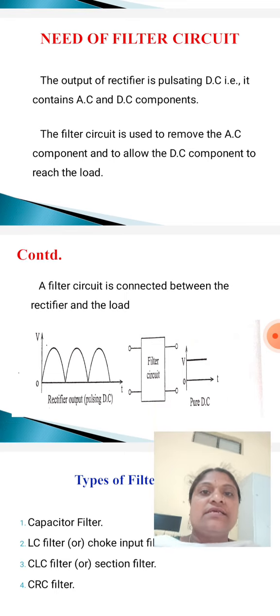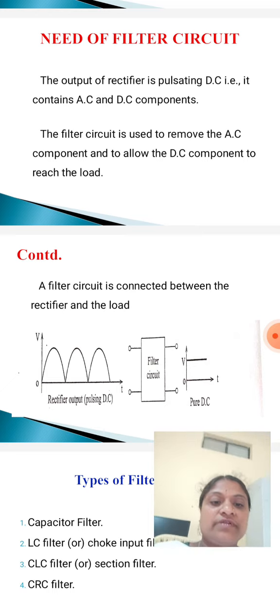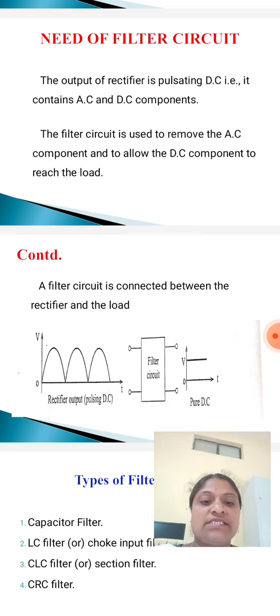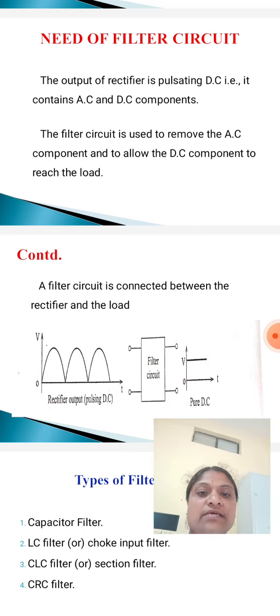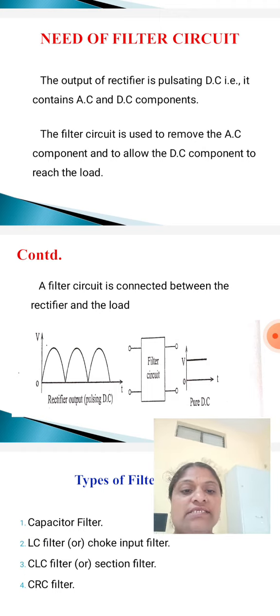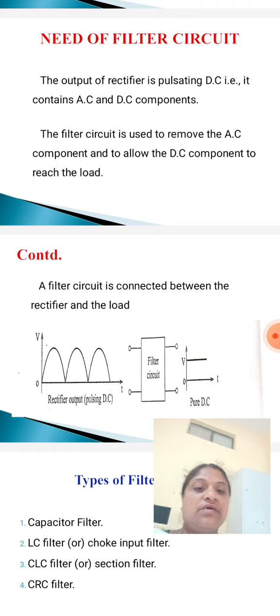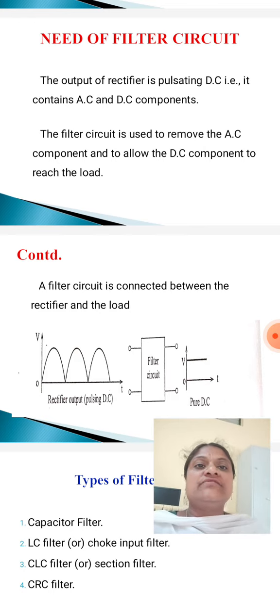Need of filter circuit. So see this figure. This is the filter circuit. Apply the rectified output, that is pulsating DC. So a filter is required. You can take the rectifier's pulsating DC and it produces pure DC output. Okay. First of all, the need of filter circuit.